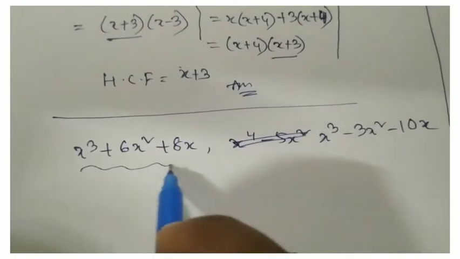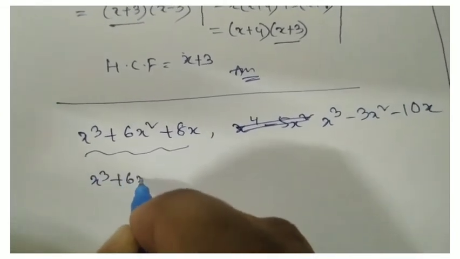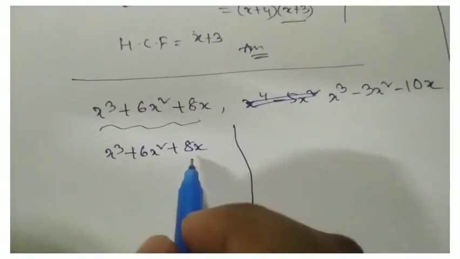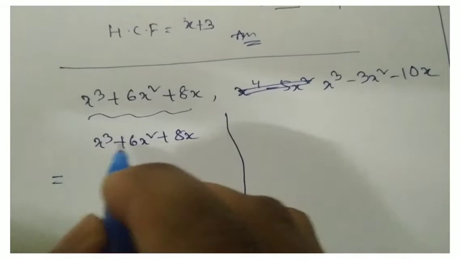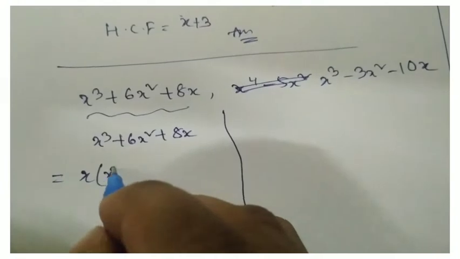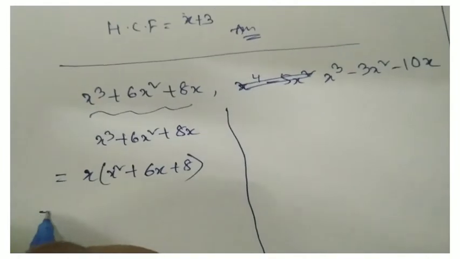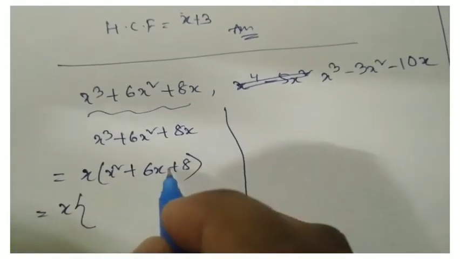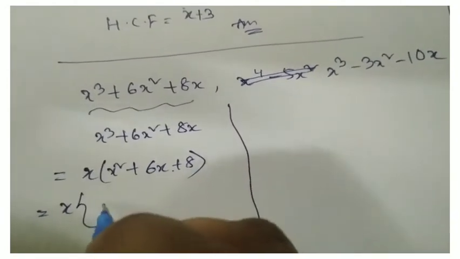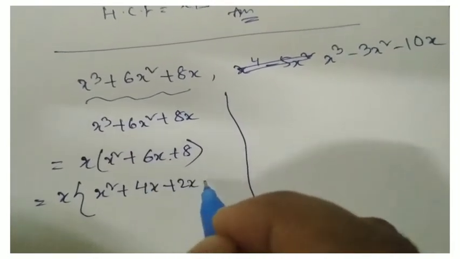How can we factorize this? Let's take x cube plus 6x square plus 8x. First of all, we take x common, because all three terms have x. Then we can write x square plus 6x plus 8. Now we can break it down into 4x plus 2x, since 4 into 2 is 8. So x square plus 4x plus 2x plus 8.